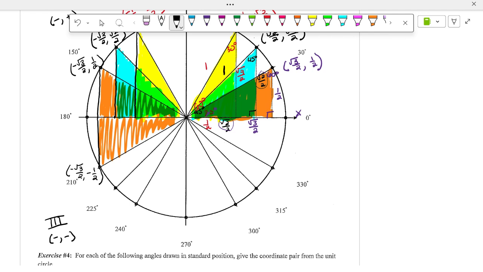See if you guys can figure out the rest of the points for your unit circle for quadrant 3.